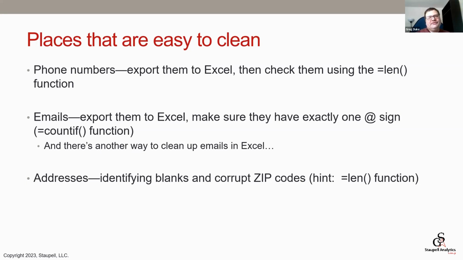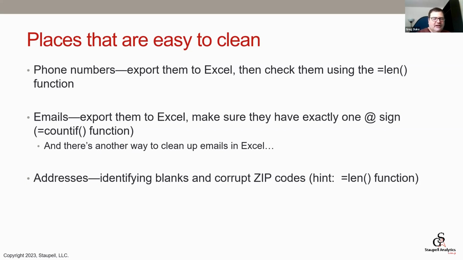So for phone numbers, we know that every United States phone number is supposed to have 10 digits. If you happen to have the hyphens to separate the area code, the exchange, and the 4-digit number, then the length of that is going to be 12. If you have parentheses around the area code, a space, exchange, hyphen, 4 numbers, then the length is going to be 14. And if you've got all of your phone numbers formatted the same way, they should all be the same length.